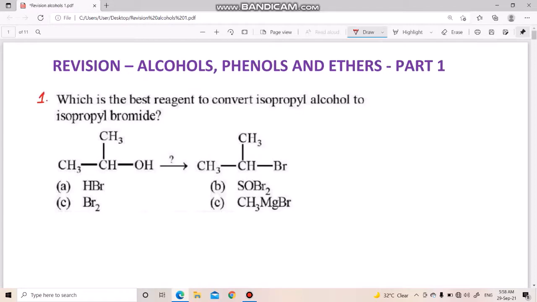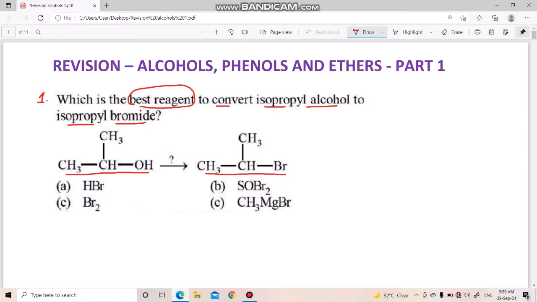Question number 1. Which is the best reagent to convert isopropyl alcohol to isopropyl bromide? This compound is isopropyl alcohol. The product is isopropyl bromide. Out of these 4 reagents, which reagent is the best reagent for this conversion?